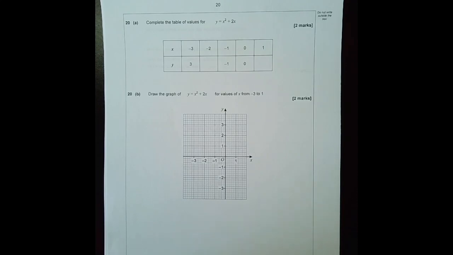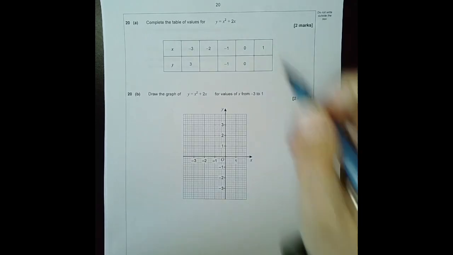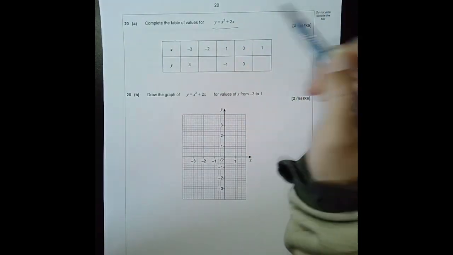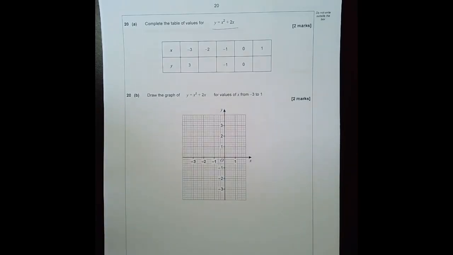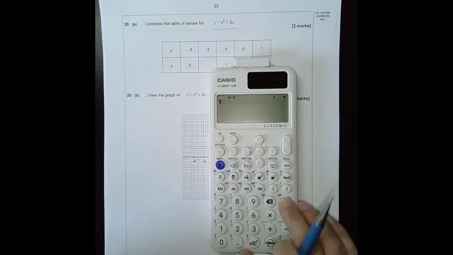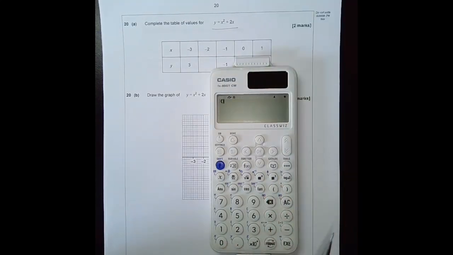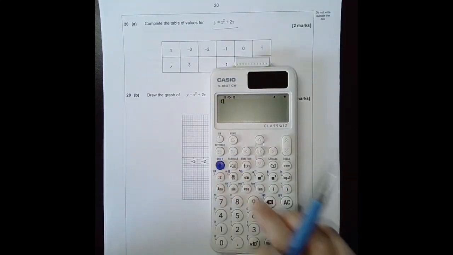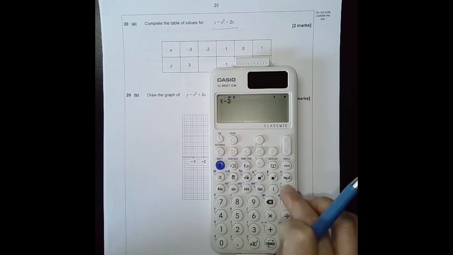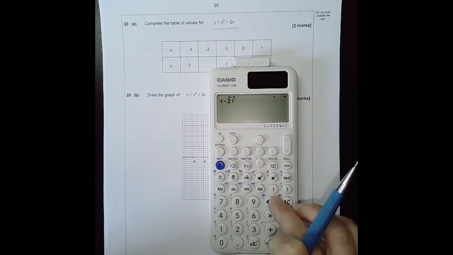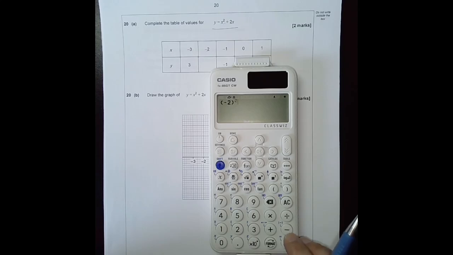Welcome or welcome back to our channel, and here is another question here about algebra today. This is a quadratic function here, and we have some tables to fill. So you can just key in the number. I'll use my calculator here. For -2 squared, make sure you give it a negative bracket. -2 squared plus 2 times -2.